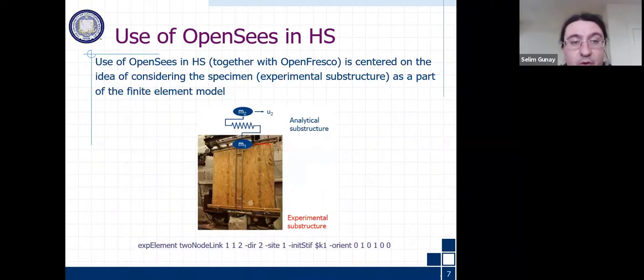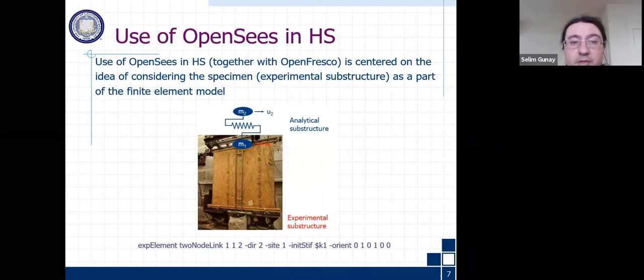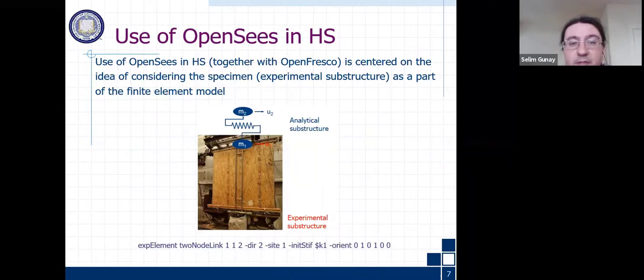As I mentioned in my opening slide, we use OpenSees in hybrid simulation centered on the idea of considering the specimen as a part of our numerical model. So in that regard, how do we introduce the specimen to the numerical model, right? We still need some commands to do that. And for that, we use this experimental element command.